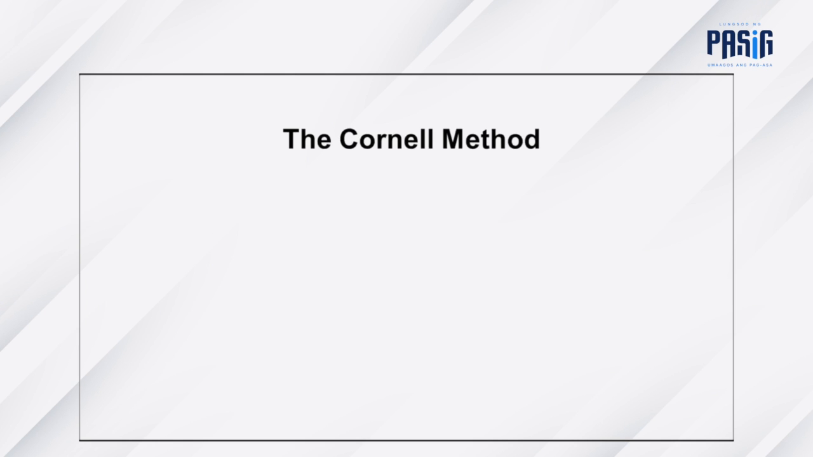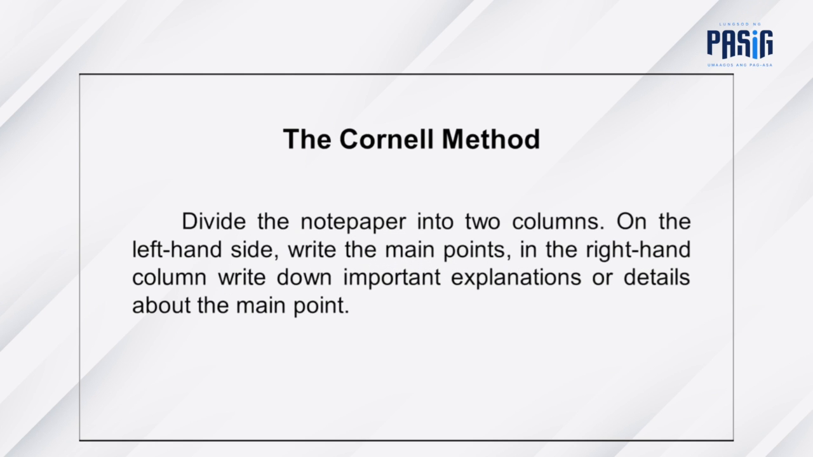The Cornell method. Divide the note paper into 2 columns. On the left-hand side, write the main points. In the right-hand column, write down important explanations or details about the main point.